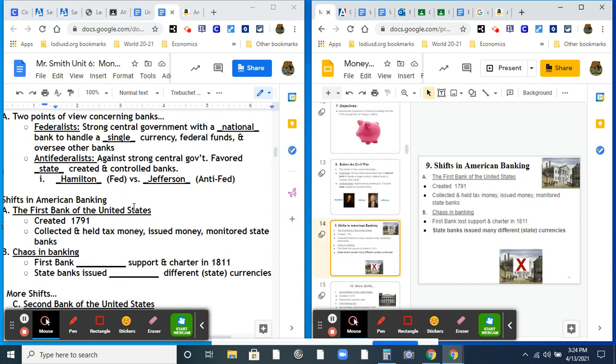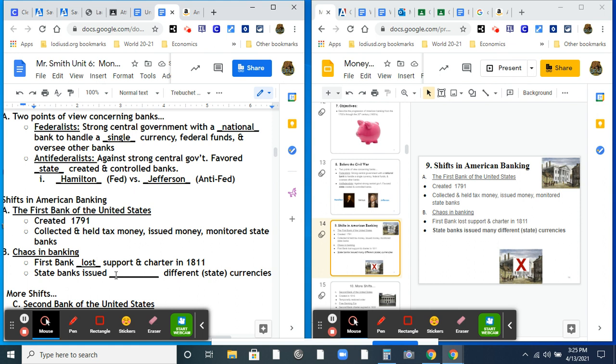The first Bank of the United States was created in 1791, and it could collect and hold tax money, issue money, and monitor state banks. But there was chaos in banking at first, and the first bank loses support and loses its charter as a bank in 1811.